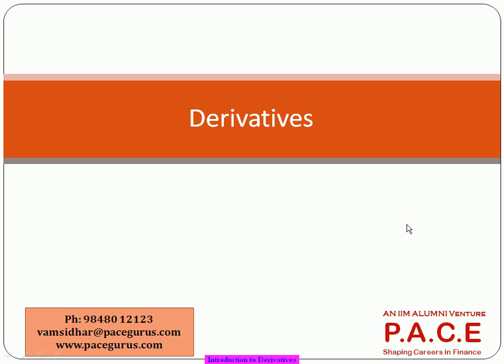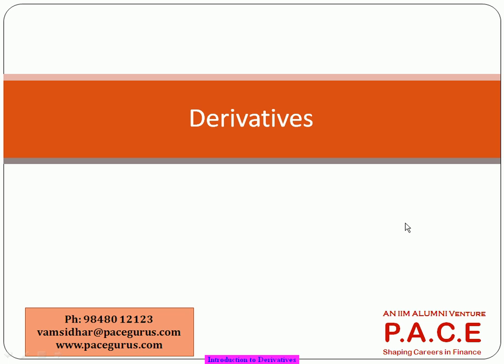the buying or selling of an asset will happen at a future date, not today, but the agreement for that will happen today. That is the difference between a typical buying and selling, or a spot market kind of transaction, versus a derivative market kind of transaction.